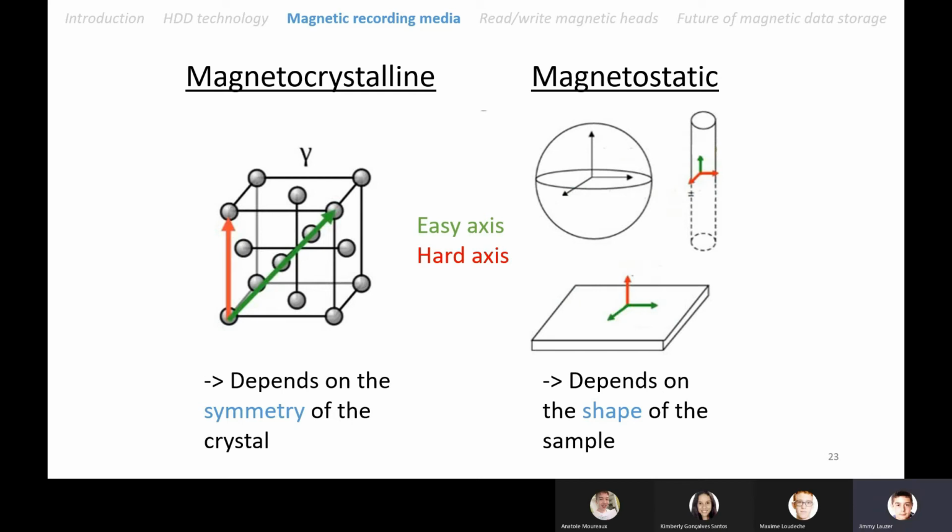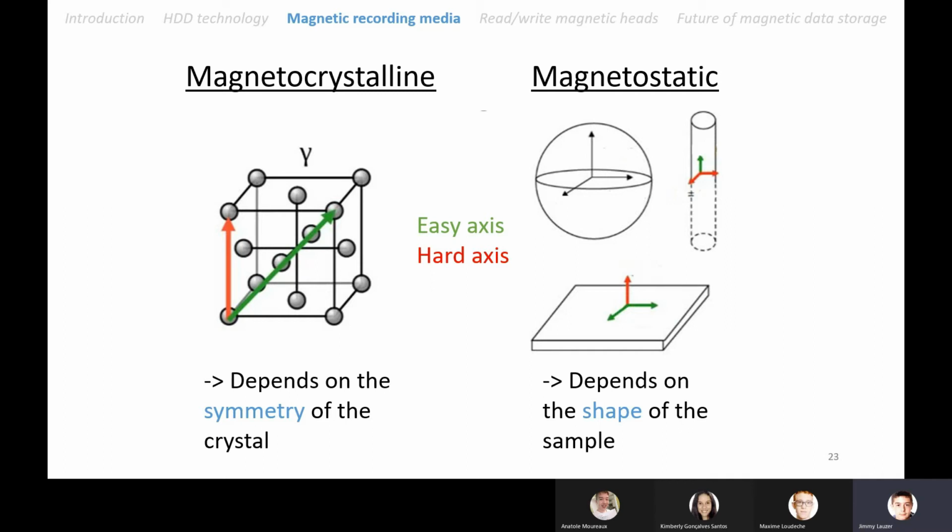There are different types of anisotropy, such as magnetocrystalline, magnetostatic or shape anisotropy, magnetoelastic anisotropy, and exchange anisotropy. But we will focus on the first two, which are the most important. The magnetocrystalline type depends on the symmetry of the crystal and its own structure, such as FCC, HCP, or BCC, while the shape type will depend on the shape of the sample.